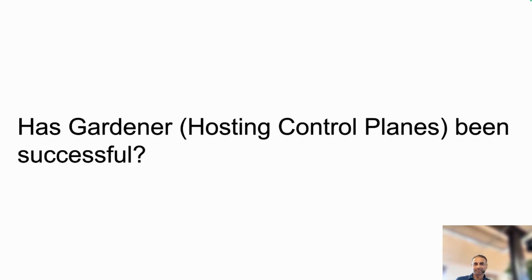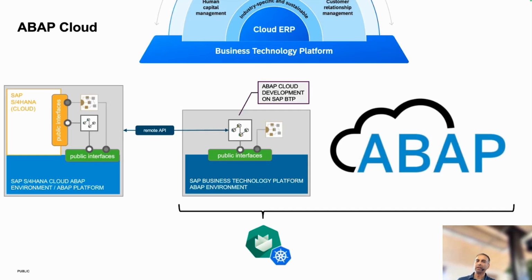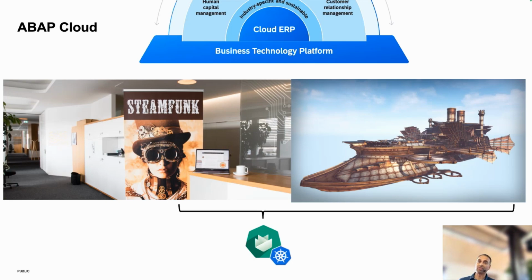Okay, so has Gardener or hosted control planes been successful? Again, rhetorically, yes. At SAP at least, it's powering many parts of the business technology platform or commercial platform. Interestingly, even our monolithic software stacks run on Gardener. They have been containerized. ABAP Cloud has been containerized and runs on Gardener. And the project's name, by the way, is Steampunk, taking the old steam engines and making something interesting out of them. That's their project name.